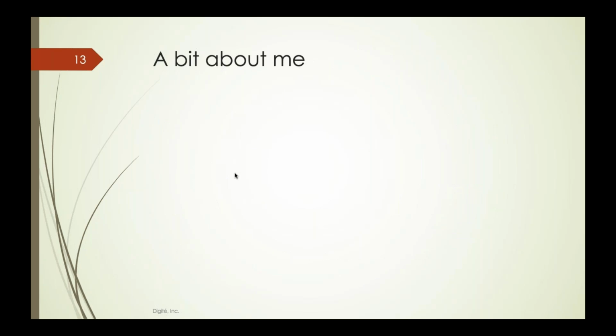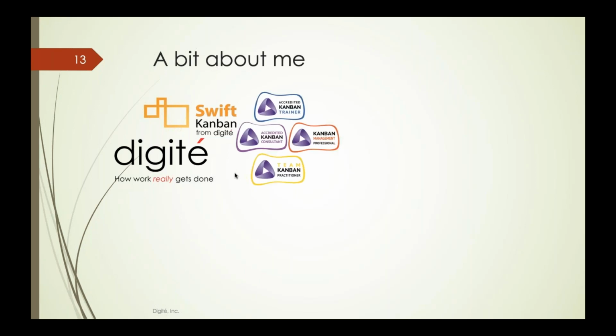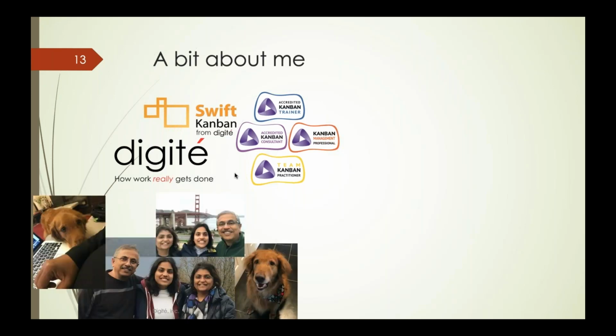Before I get started, just a little bit about me for those of you who may not know me. I've been with Digite. I'm one of the co-founders of the company, and I've been with them since the inception, nearly about 20 years now. And of course, when we started building Swift Kanban, I was leading the product management function at Digite. Currently, I run the marketing and the consulting functions. I've been fortunate enough to work closely with the Kanban community, and picked up a bunch of certifications along the way, and have been able to use them well in our engagements with our customers.